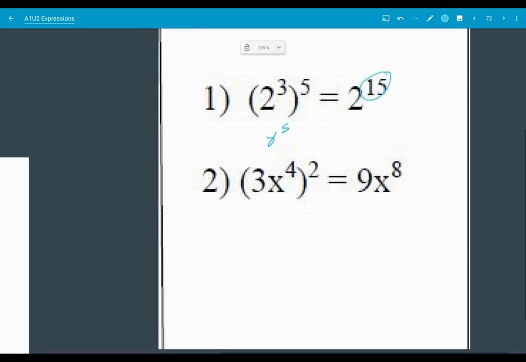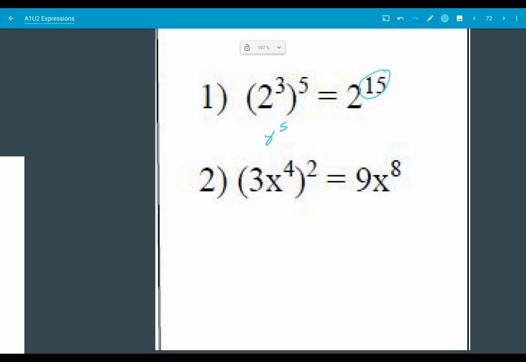Now something to be careful to look at is the second example, which is when you have coefficients involved, like we have with this 3. What this square here means is we have 3x to the fourth times 3x to the fourth. So we're also, in essence, squaring the 3. So that's where the 9 comes from.